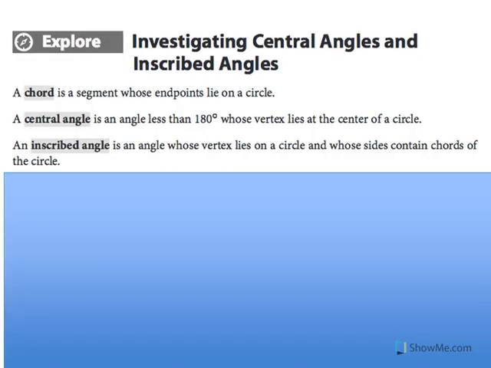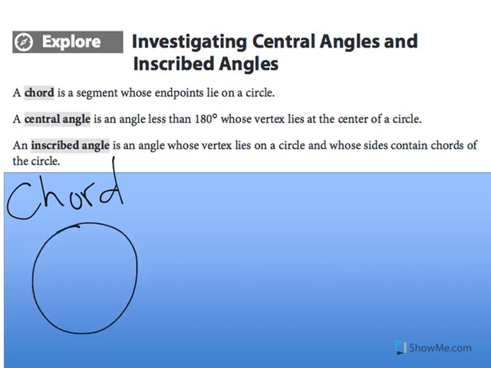Investigating central angle and inscribed angle. A chord is a segment whose endpoints lie on a circle. So for a chord, it might look like this. Let's say here is a circle with a center C, with points A and B. Then this segment AB is your chord.